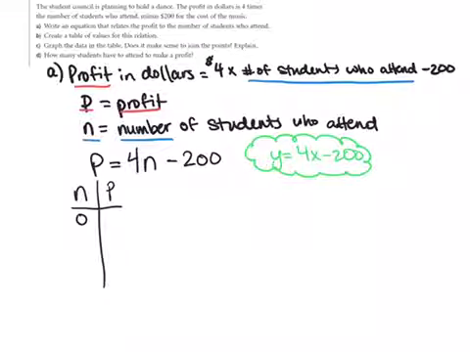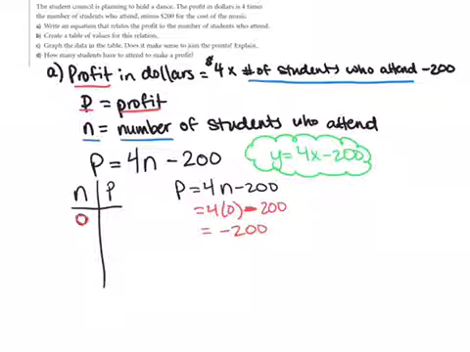Well, if no one attended, if we look at our original equation here, and if we said no one attended, well, if we put 0 in for that equation, we would get 4 times 0 is 0, 0 minus 200 is negative 200. So our first point would be that. Well, it's a dance, let's say maybe 100 people attend.